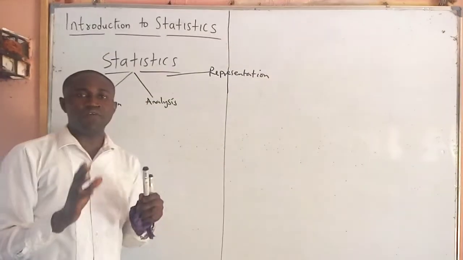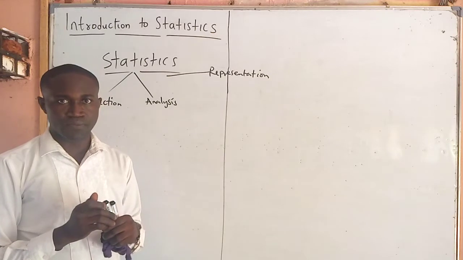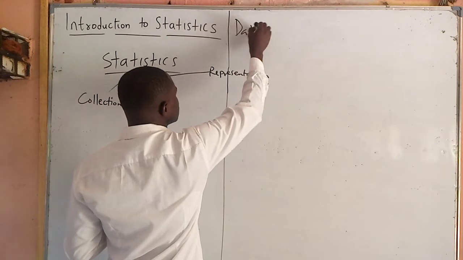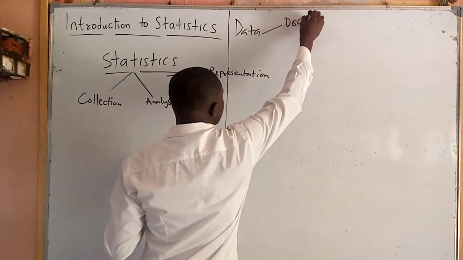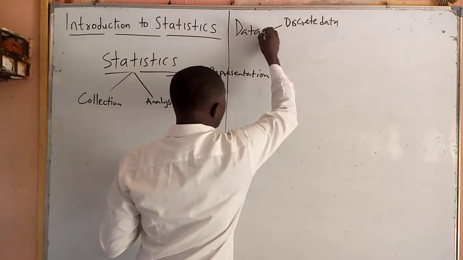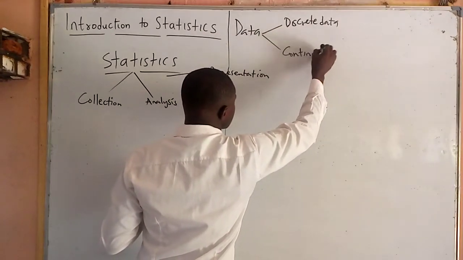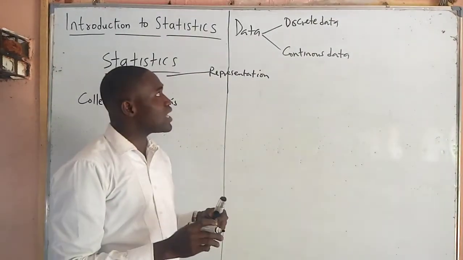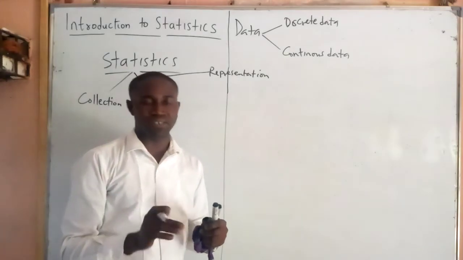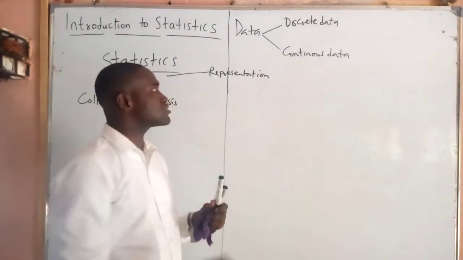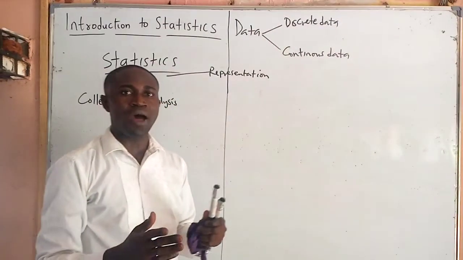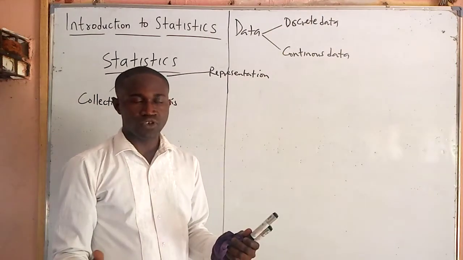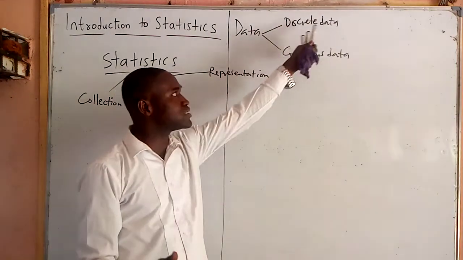Of data. Singular form of data is noted to be datum. This data can be divided into two: discrete data and continuous data. What do we mean by discrete data? Discrete data is said to be data that can be counted. All the data that can be counted is classified to be discrete data. Example, number of coconuts in your farmland, number of students in the class. You know you can count them, so you call them discrete data.